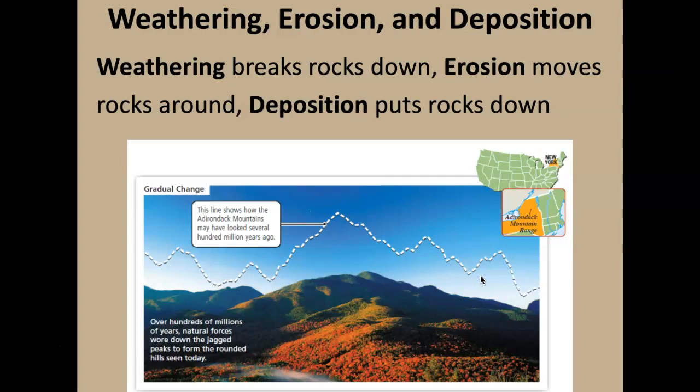Weathering, erosion, and deposition are some processes that shape Earth's surface. Weathering breaks rocks down, erosion moves rocks around, and deposition deposits or puts the rocks down. So if you look at the shape of these mountains, the Adirondack Mountains, you can see that they used to be up at this point, and they were much higher, and they had a very much sharper point to them, but now they are shorter and they're kind of rounded. So the rounded look to the tops of these mountains indicates that they have been worn down over time.